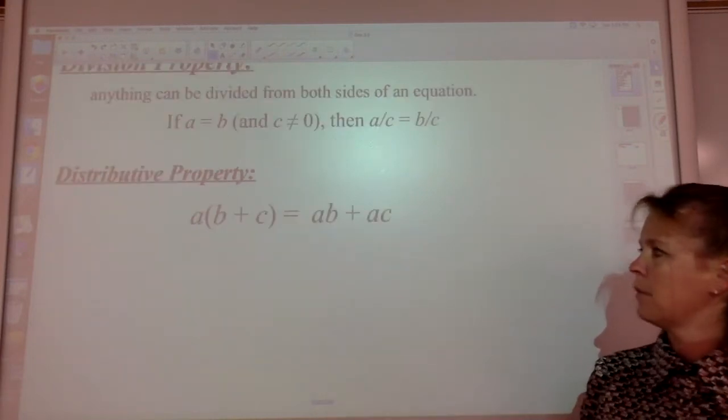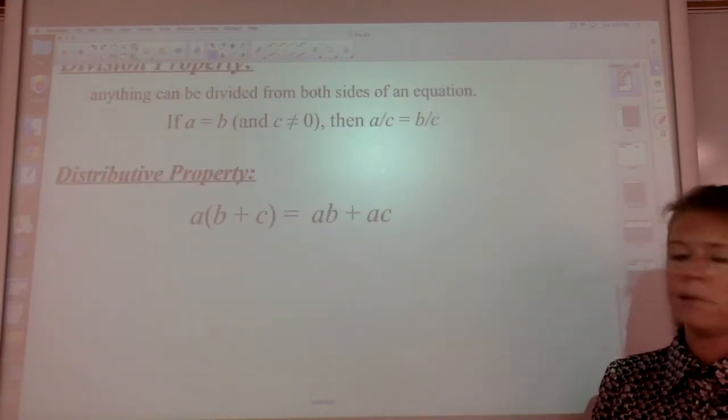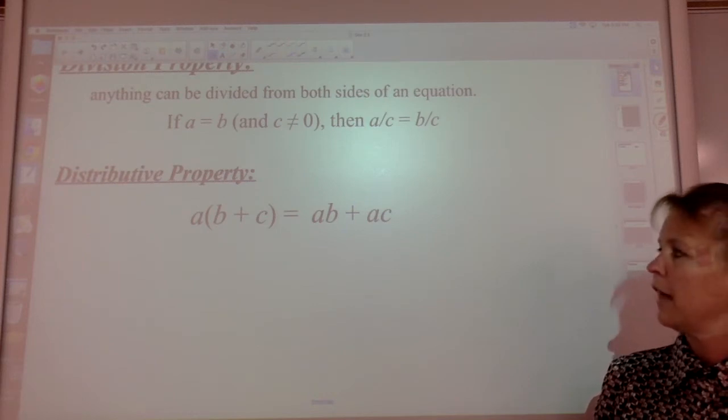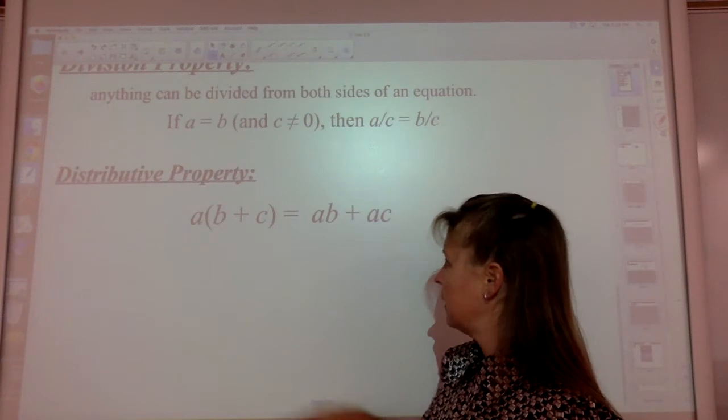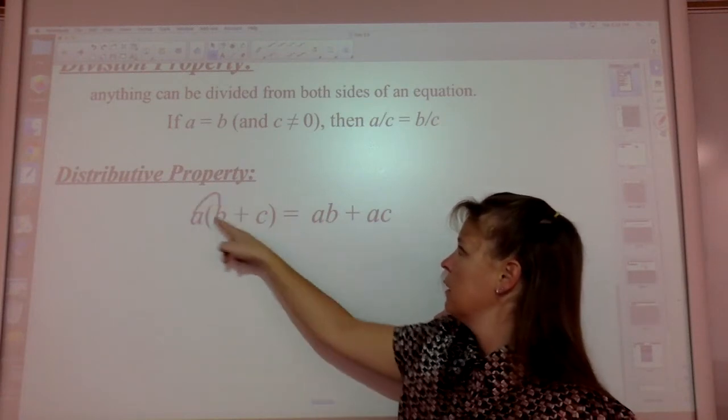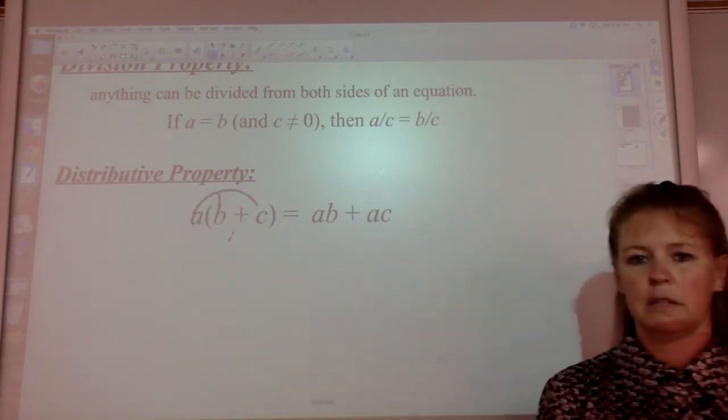If you have two numbers being added together, or numbers and variables, and you have the A being multiplied on the outside, you would actually distribute that. The A gets given to the B, and it also gets given to the C.